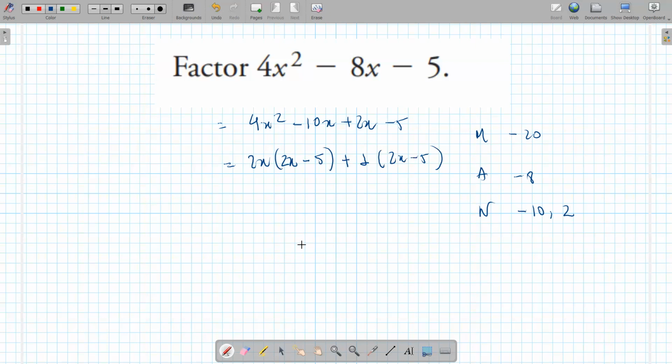We need to be in this form for us to pull out that bracket. So you get 2x minus 5, 2x plus 1. And there you go. That's the answer to the question.